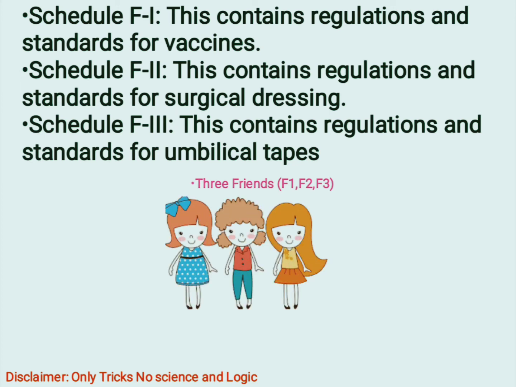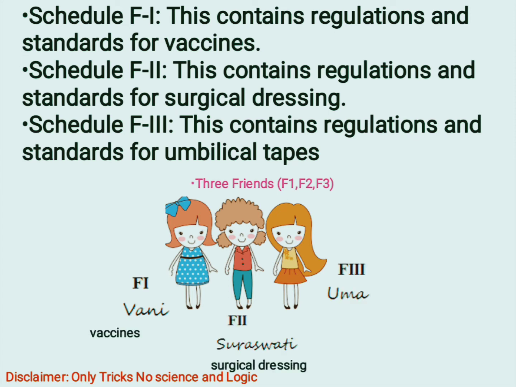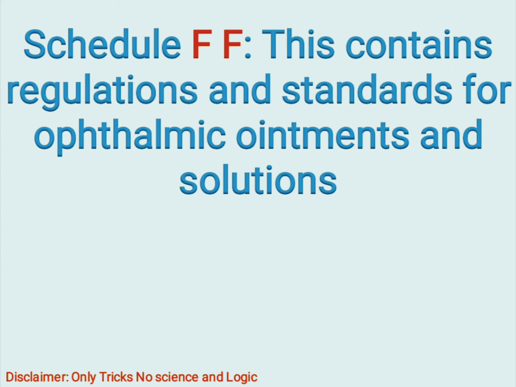There are three friends. F1 is Unani, which is vaccine. F2 is Saraswati, which is surgical dressing. F3 is Uma, which is umbilical tape. So don't forget these three friends. F1 is Unani for vaccine, F2 Saraswati for surgical dressing, F3 is Uma for umbilical tapes. Don't forget.